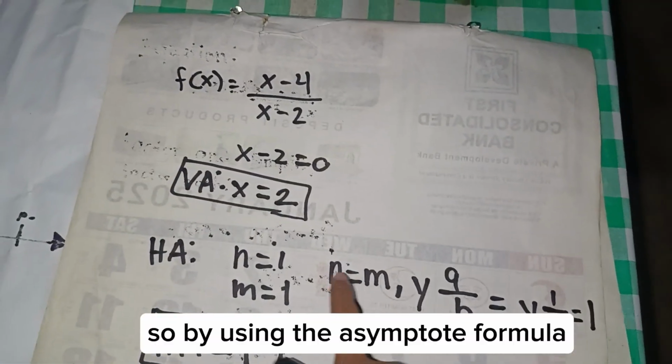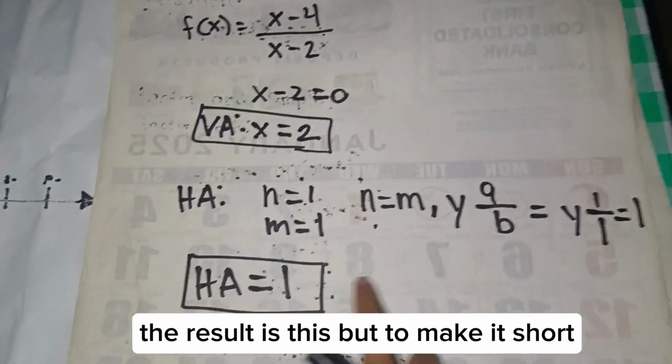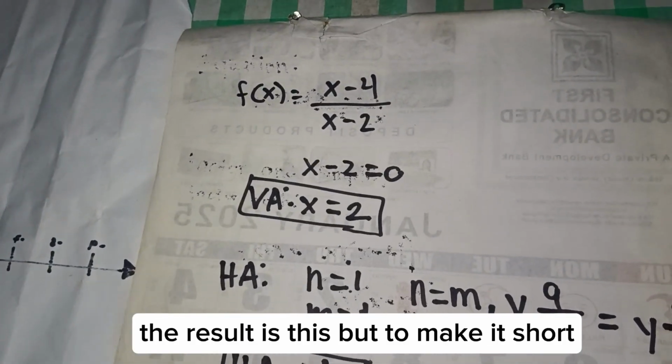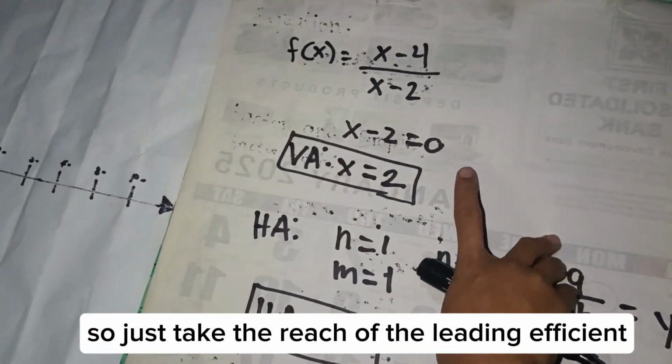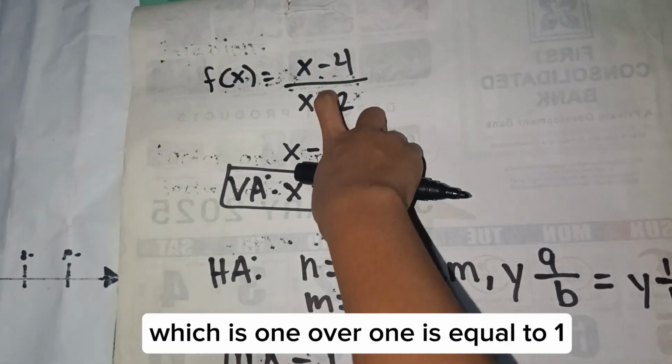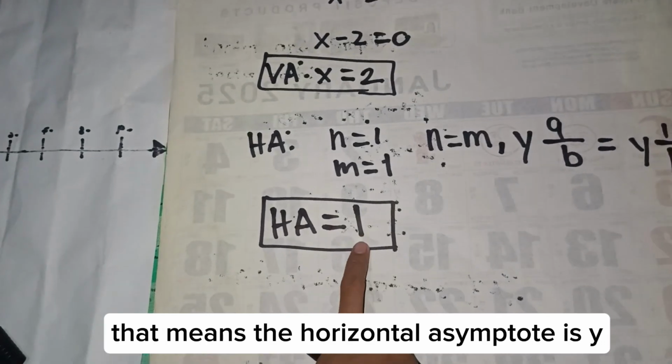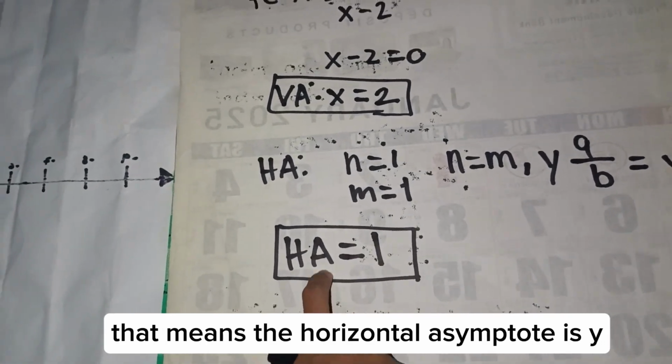So by using the asymptote formula, the result is this, but to make it short, both have degree 1. So just take the ratio of the leading coefficients, which is 1 over 1, equal to 1. That means the horizontal asymptote is y equal to 1.